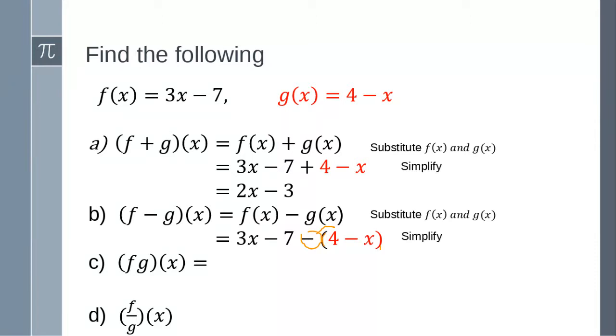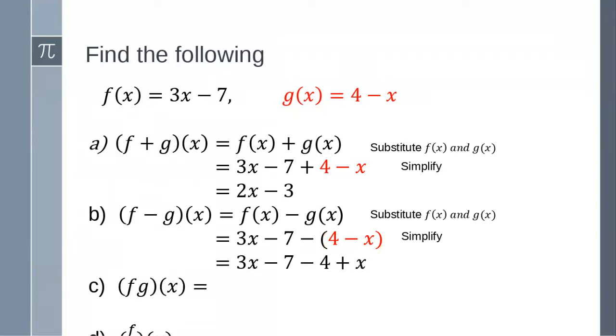It's very important that I don't forget these parentheses, because this negative symbol has to be represented to the 4 and to the x before I can combine my like terms. So when I do that, okay, I have 3x minus 7 minus 4 plus x. Again, a negative with a positive is a negative, a negative with a negative is a positive. So now I'm able to combine.